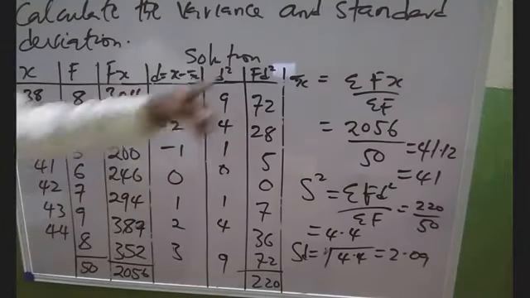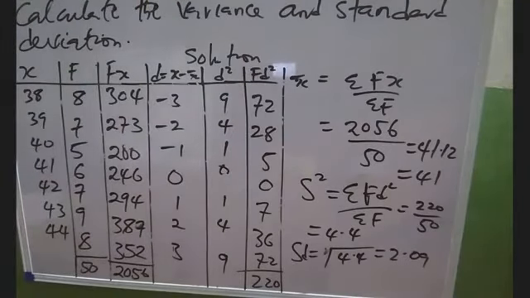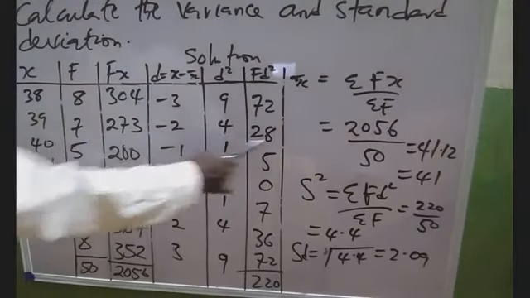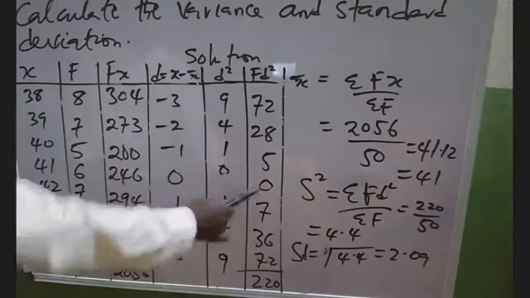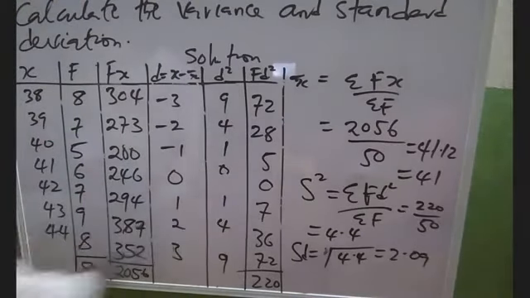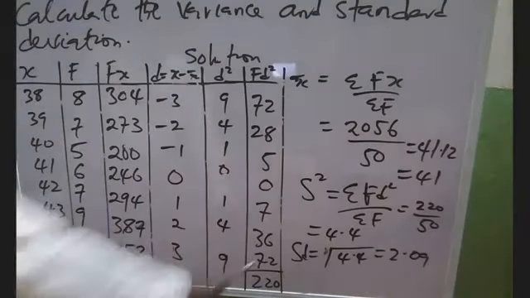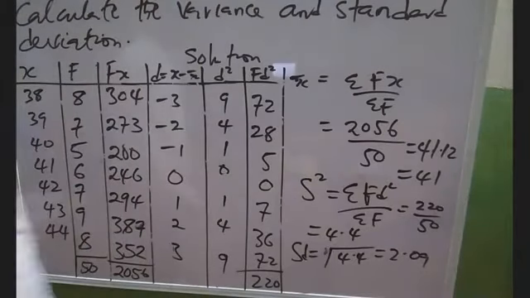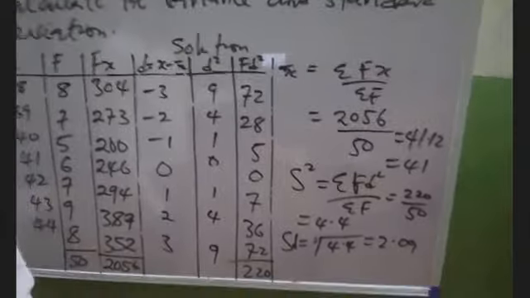Now the next thing is to take frequency times squared deviation. That will give us 8 times 9 is 72. 7 times 4 is 28. 5 times 1 is 5. 6 times 0 is 0. 7 times 1 is 7. 9 times 4 is 36. And 8 times 9 is 72. And if you take the sum of that, that will give you 220.